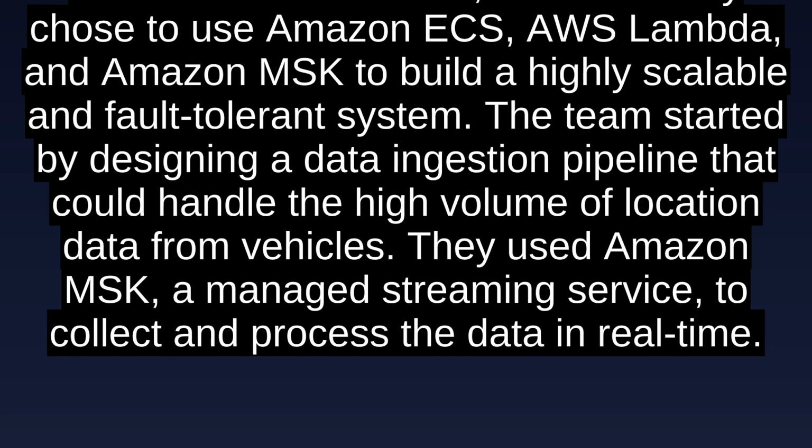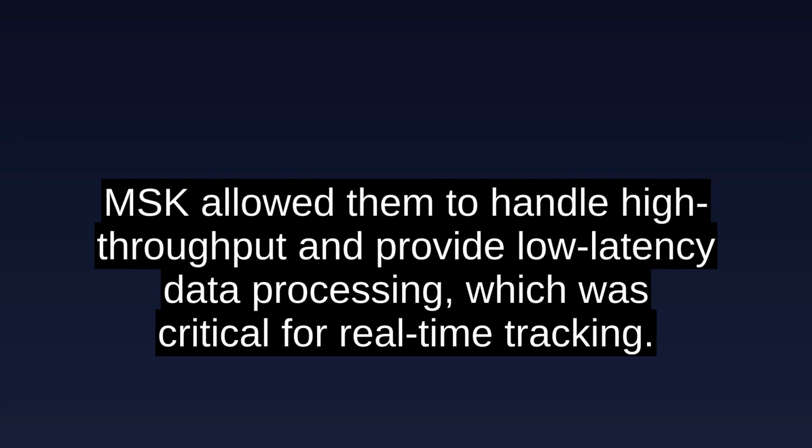To solve this problem, the Bosch team turned to a serverless architecture on Amazon Web Services, or AWS. They chose to use Amazon ECS, AWS Lambda, and Amazon MSK to build a highly scalable and fault-tolerant system. The team started by designing a data ingestion pipeline that could handle the high volume of location data from vehicles. They used Amazon MSK, a managed streaming service, to collect and process the data in real time. MSK allowed them to handle high throughput and provide low-latency data processing, which was critical for real-time tracking.